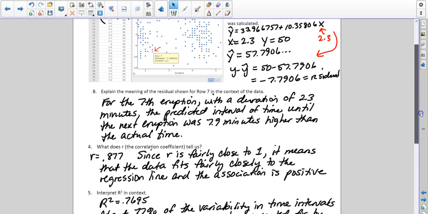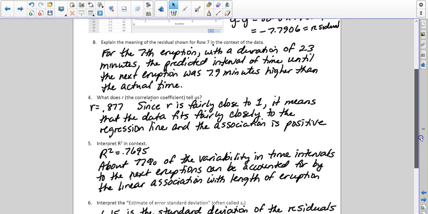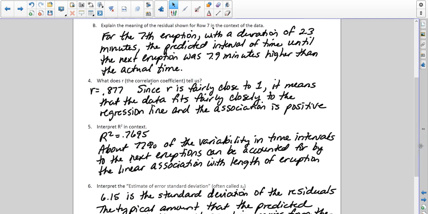Okay, what does R, the correlation coefficient, tell us? Well, R is 0.877 if you go back to the regression output. The correlation tells us how closely the data fits to the regression line. If R is exactly 1, then that means that all the data is right on the line. So since it's fairly close to 1, it means that the data fits fairly closely to the regression line, and the association is positive since R is positive.